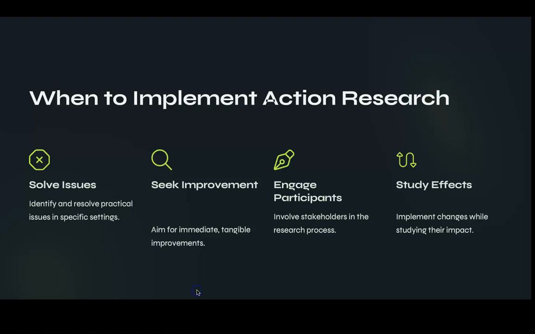So, when should an action research study be used? Action research should be used when a researcher or a practitioner wants to identify and resolve practical issues in a specific setting. It is ideal for seeking immediate improvements, engaging participants in research processes, and implementing change while studying its effects.